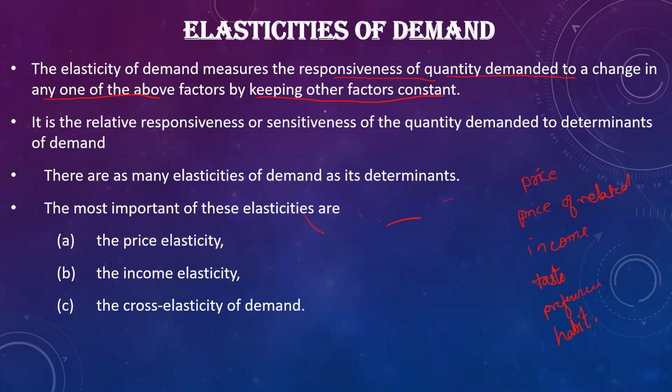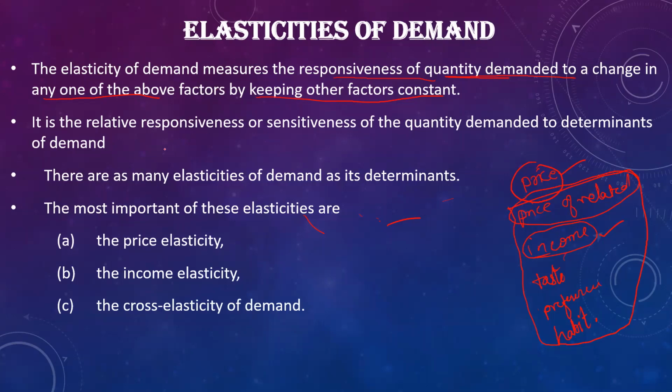So if we are talking about responsiveness of quantity demanded with change in price, and the remaining factors remain constant, that time we say that it is price elasticity. So for any determinant of demand, if we consider the change in quantity demanded and the change in that particular determinant, then we say that it is the elasticity of demand. If we are talking with respect to price and quantity demanded, it is price elasticity. If we are talking about income, then it is income elasticity of demand. And when we are talking about the related goods, it is the cross elasticity of demand.